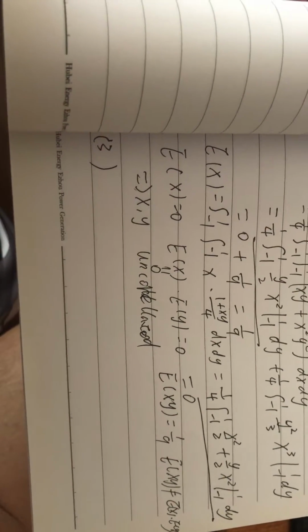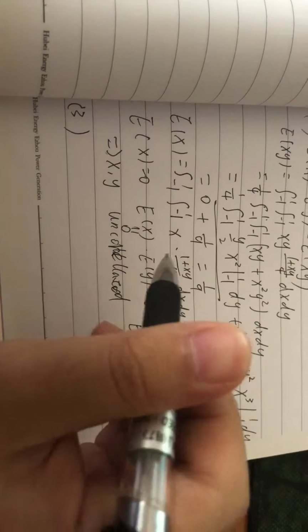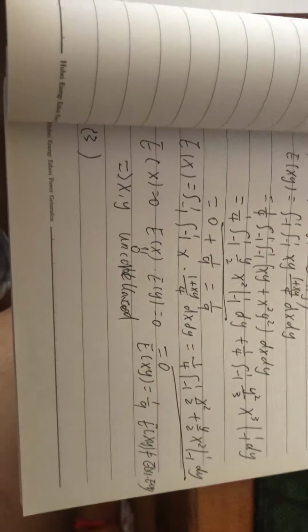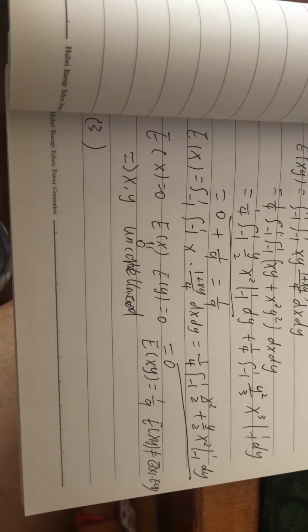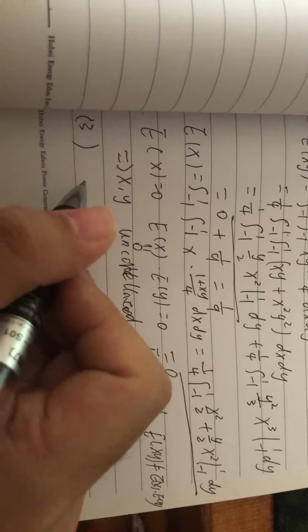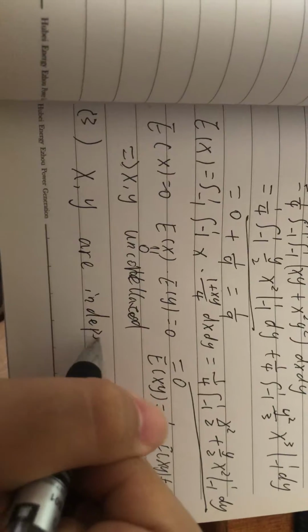The third one is: are x and y independent? Show your answer. That is easy, because for the second question we proved x and y are correlated, and we also have that x and y have a joint density function. Combining these two conditions, we can get the answer directly: x and y are not independent. Okay, that's it.